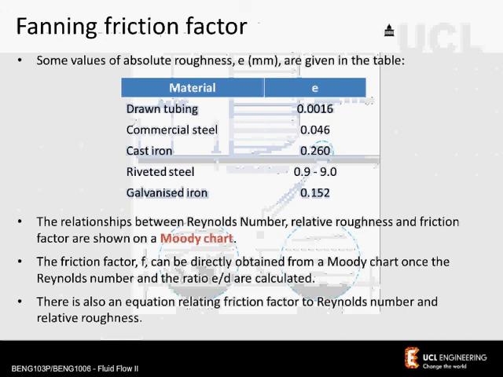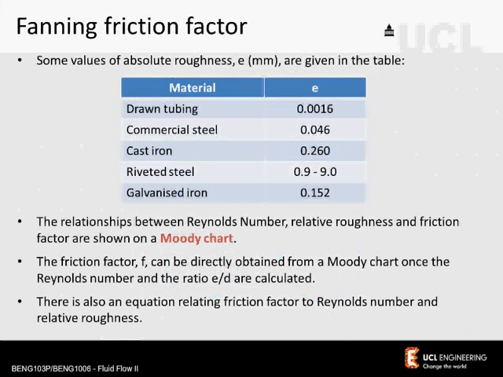Notice that for drawn tubing, which is quite a smooth material, the E value, the absolute roughness, is 0.0016 millimeters, whereas compared with cast iron, which is quite a rough material, the absolute roughness is 0.26 millimeters. So there's quite a large difference there, and that difference is going to make a lot of difference to the friction that's imposed on the fluid flowing through those pipes.